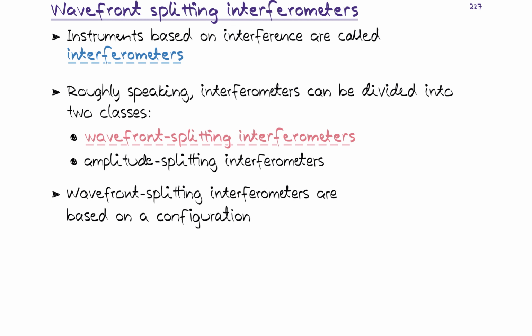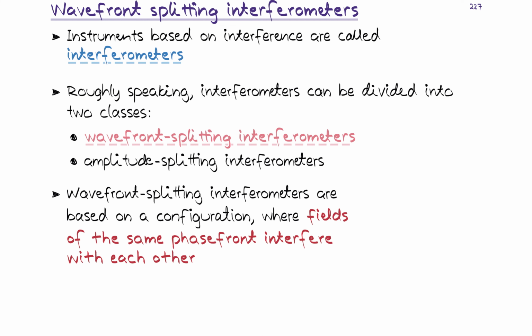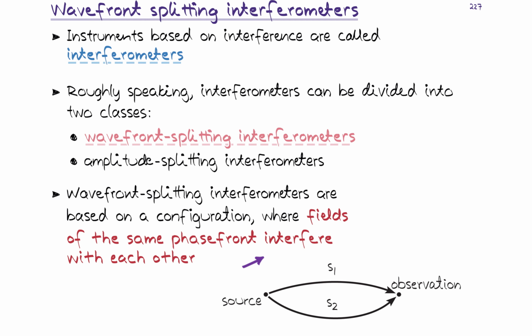These wavefront splitting interferometers are based on a configuration where we have fields from the same wavefront, and these fields interfere with each other. Schematically, things look like this. We have a source, and then we have the observation point in which we're looking whether we have interference or not. Depending on the optical path length difference between the paths S1 and S2, we have either constructive or destructive interference.